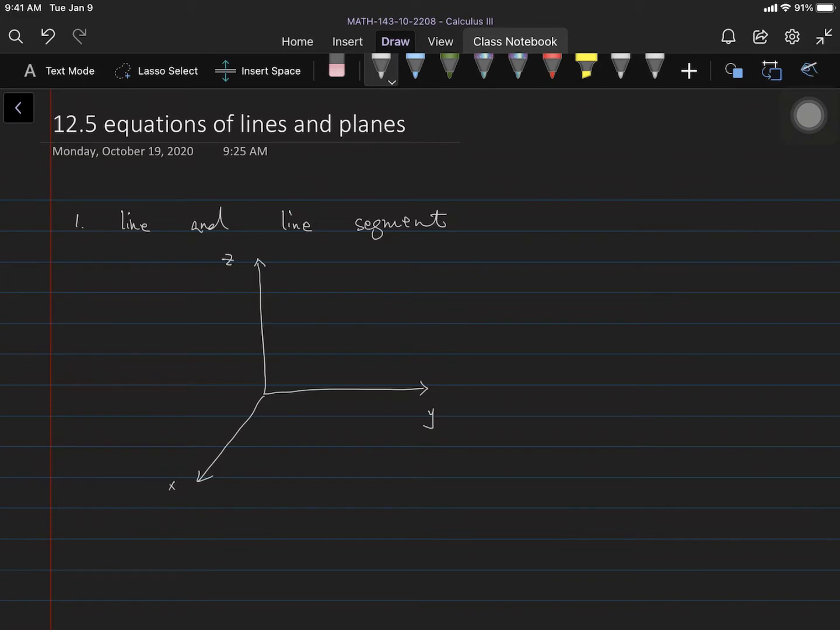We draw the XYZ coordinates, and we want to find a line that passes through a given point P naught, with a given direction, which is the same as the direction of a vector v. We want to find the line equation.